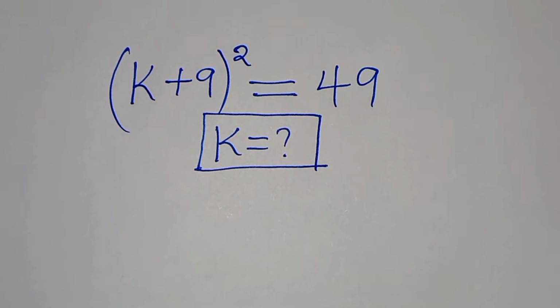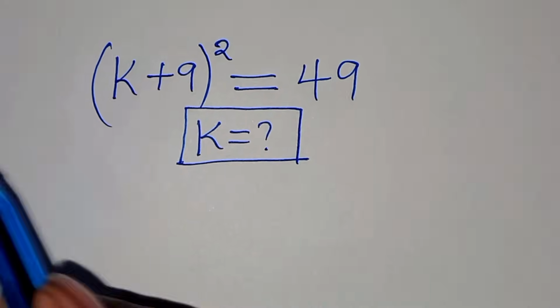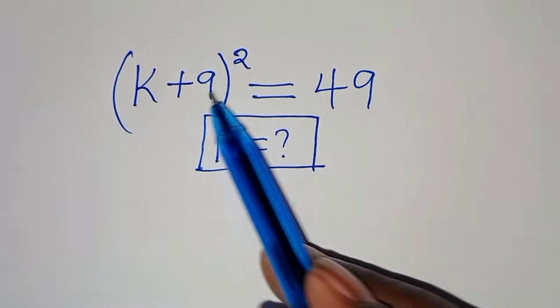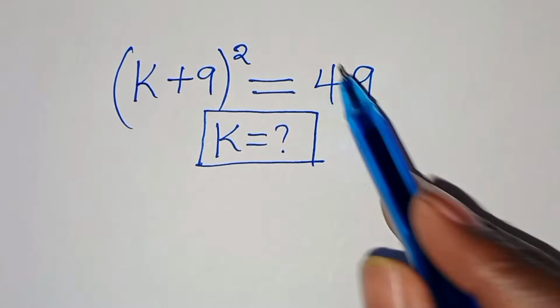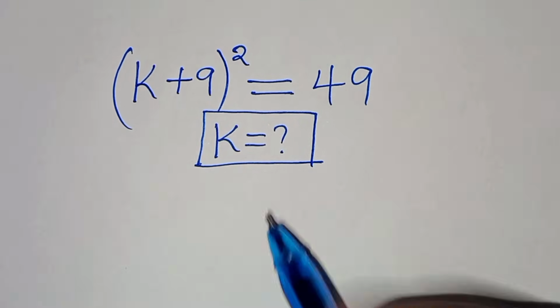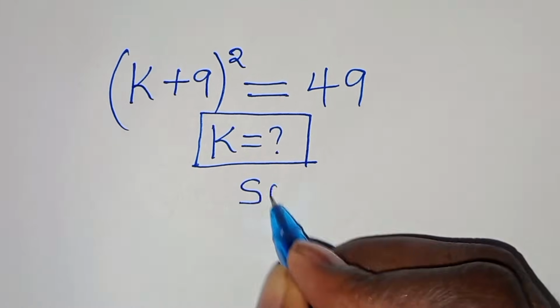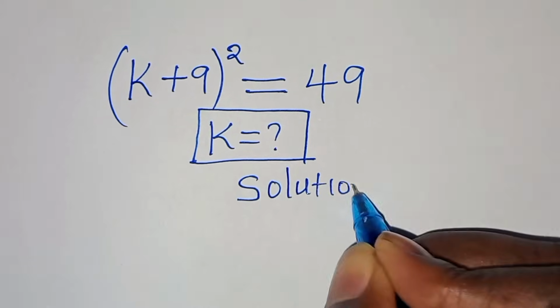Hello everyone, you're welcome to solve this nice algebra problem, which is (k + 9)^2 equal to 49. So what is the value of k? Now let's provide a solution from here.